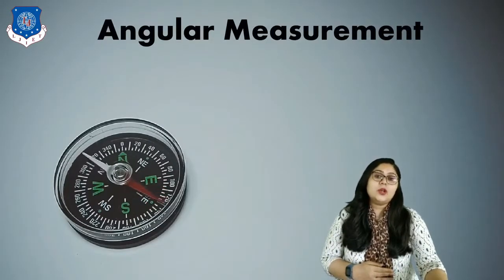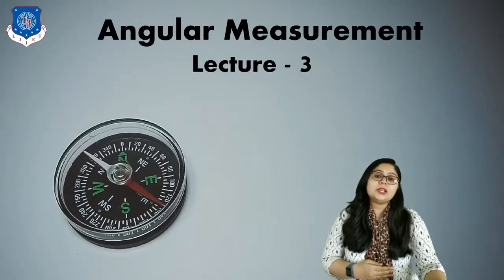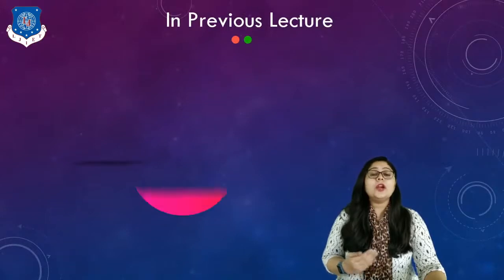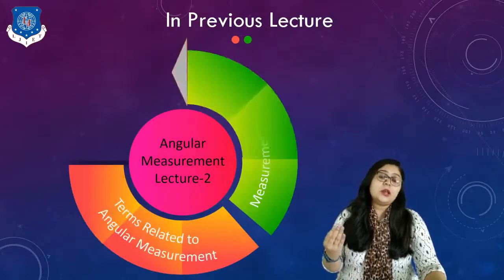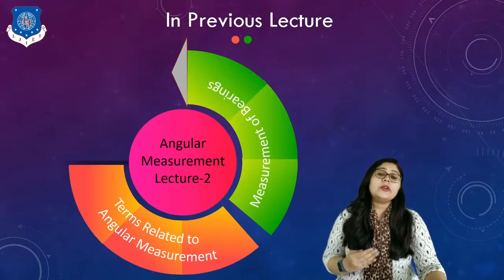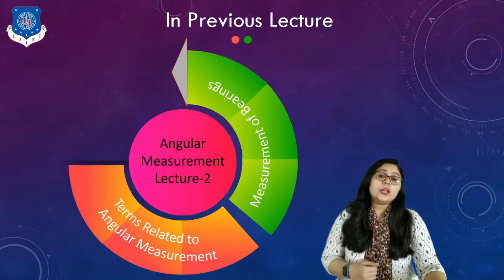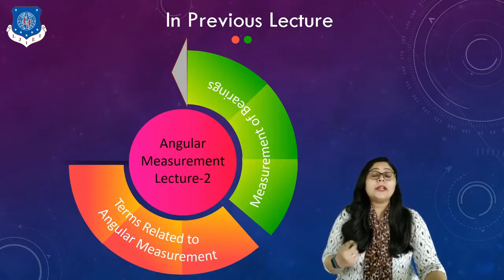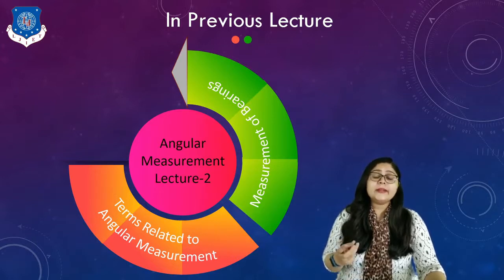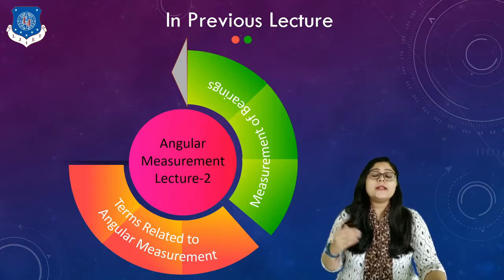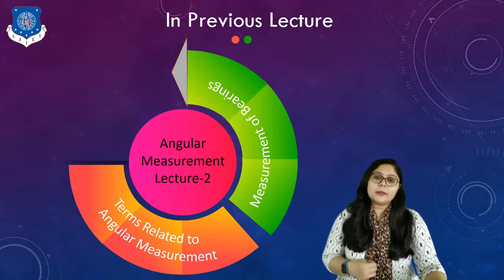Today we are going to discuss angular measurement. So let's start our lecture number 3 for angular measurement. But before that, let us recall what we have learned in the previous lecture. In the previous lecture, we discussed two topics. First is the terms related to angular measurement, terms like meridian, bearing of line, declination, dip of magnetic needle, and different measurements of bearing. It can be WCB, QB, and RB, right?